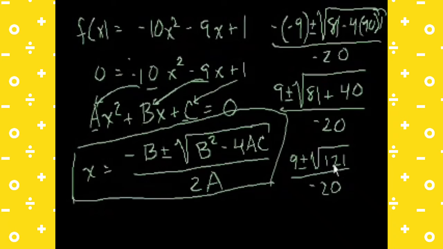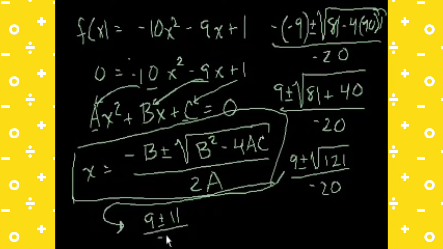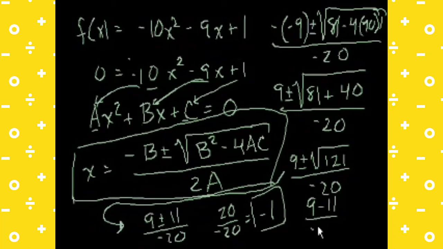Square root of 121 is 11. So this is 9 plus or minus 11 over minus 20. And so if we said 9 plus 11 over minus 20, that is 9 plus 11 is 20, so it's 20 over minus 20, which equals negative 1. So that's one root. And then the other root would be 9 minus 11 over negative 20, which equals minus 2 over minus 20, which equals 1 over 10. So that's the other root.